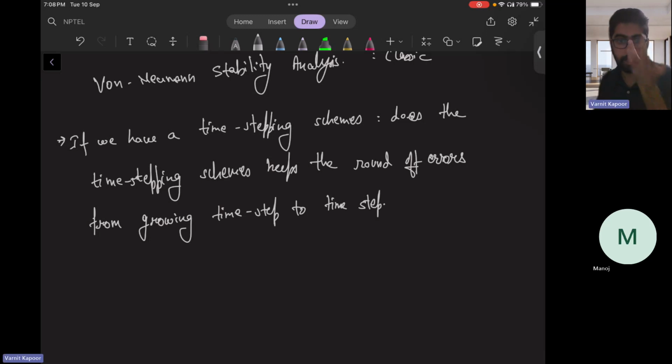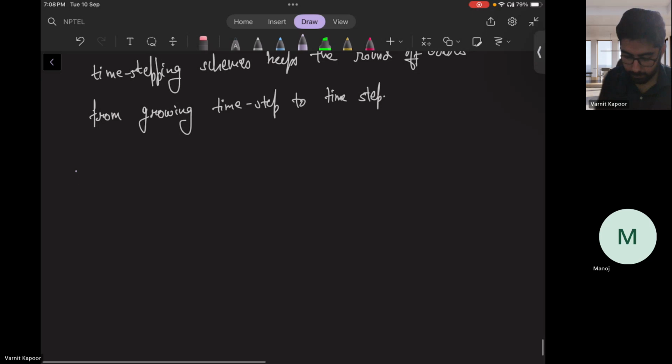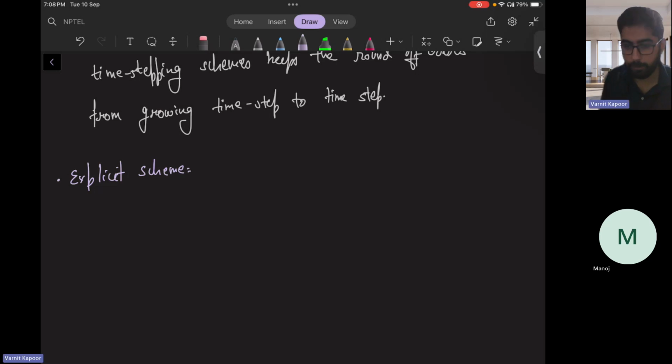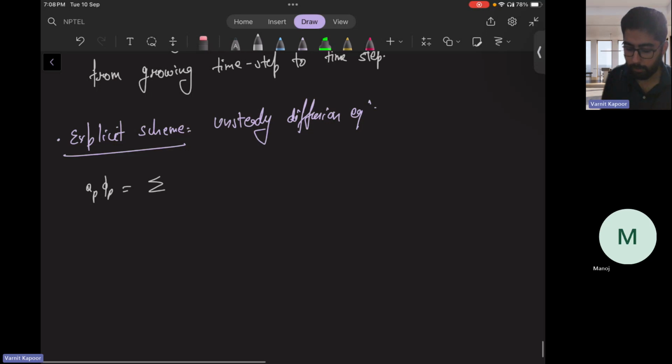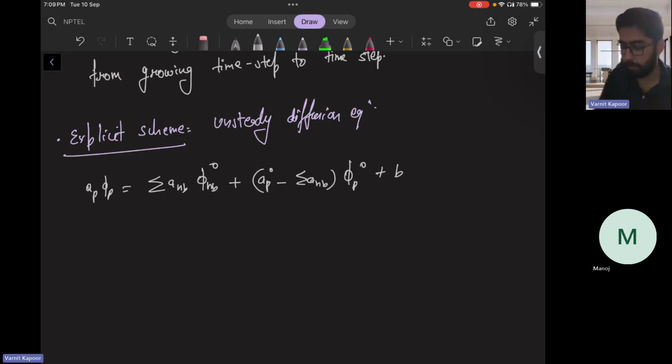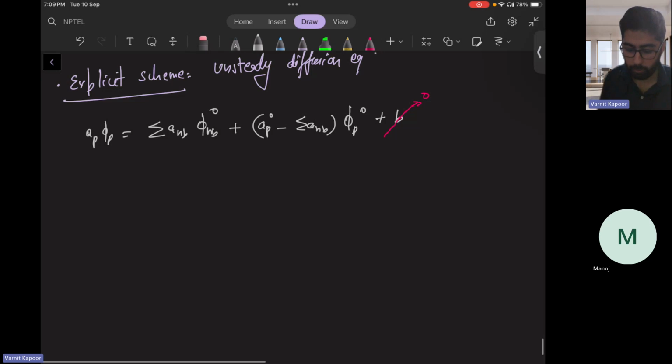Let's deal with the explicit scheme. It's an unsteady diffusion equation. So what was our equation? AP phi P is equal to AE phi E naught plus AW phi W naught plus AP naught minus the summation of A neighbors, phi P naught plus B. Already we have done this. We'll assume that there's no source term. It is 1D, source is 0, and for simplicity, let us take gamma as constant.